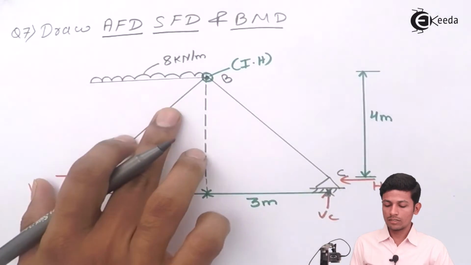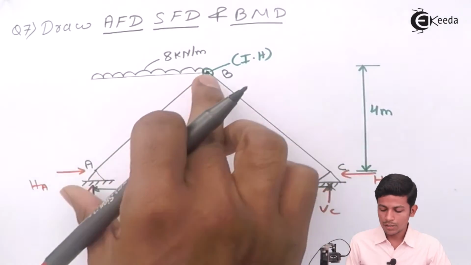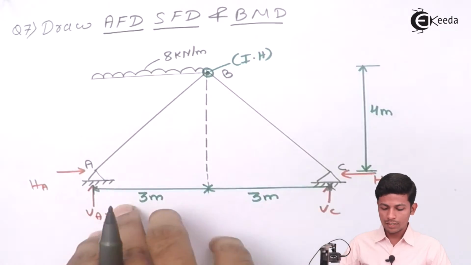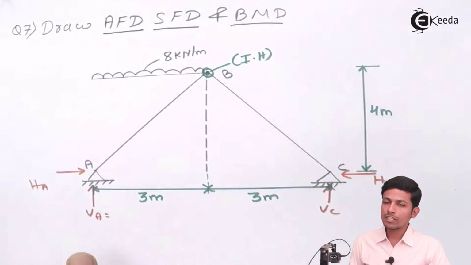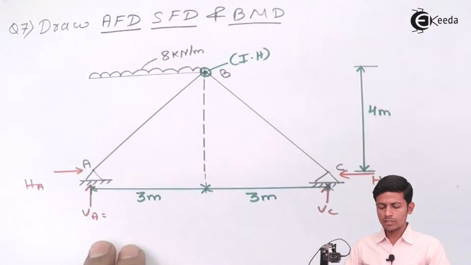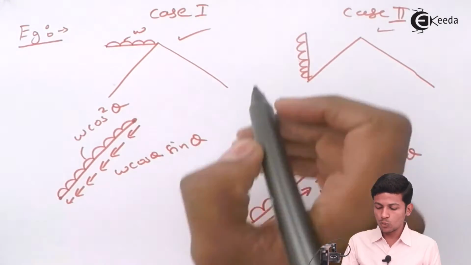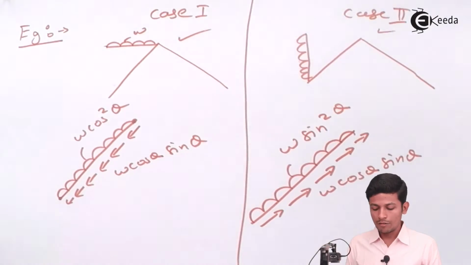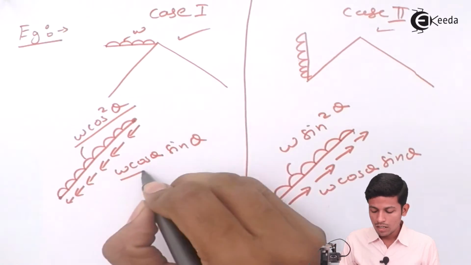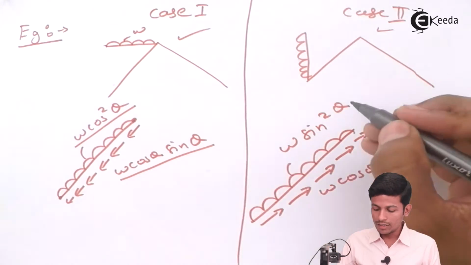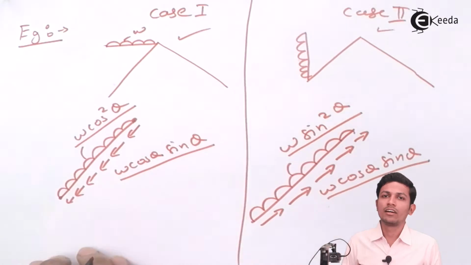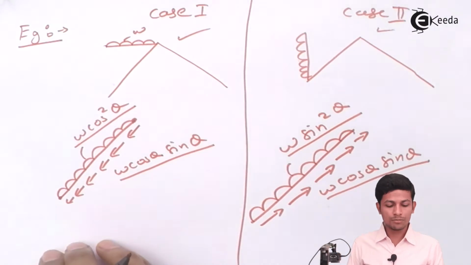We are solving this case. This member is important, and it can also be solved on your own. Now how will you solve this? Our first step is to calculate the support reactions. Please remember, these are the two cases, they are not sums. We just have to remember the formulas: in this case W cos square theta and W cos theta sin theta; in the other case W sin square theta and W cos theta sin theta. Now let's start with the sum.